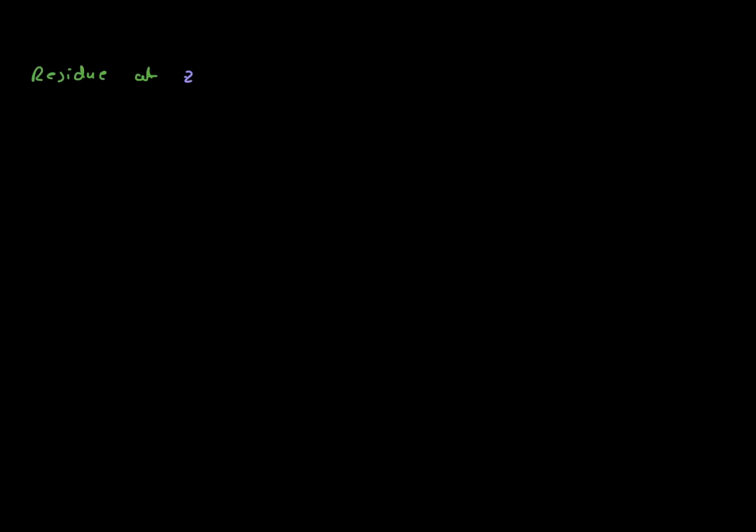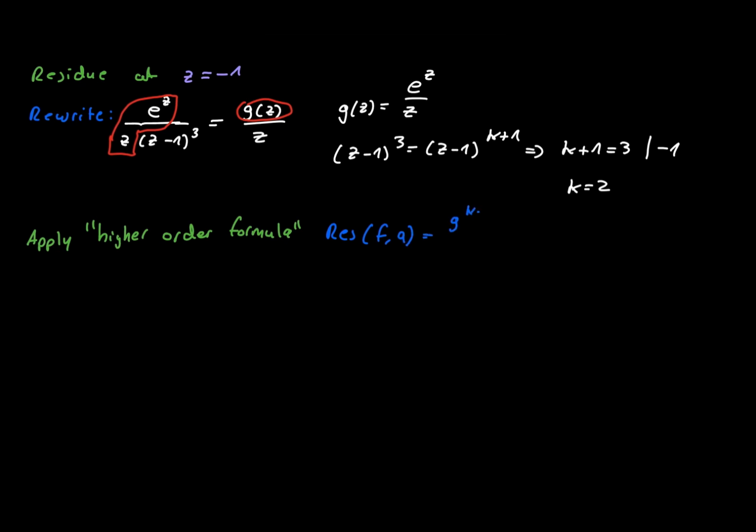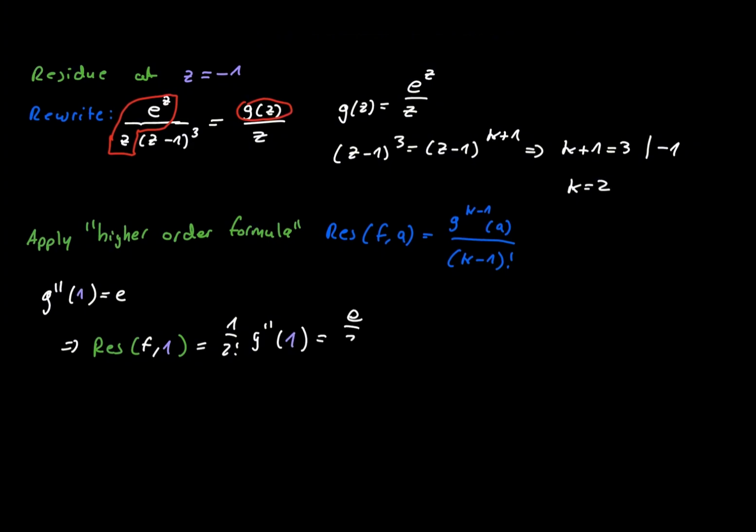Now the residue at 1. We rewrite the function as something divided by (z minus 1) cubed. The remaining function is e to the z divided by z. Since the denominator has power 3, we take the second derivative, then evaluate at 1, which gives e, and divide by 2 factorial. So the residue is e over 2.